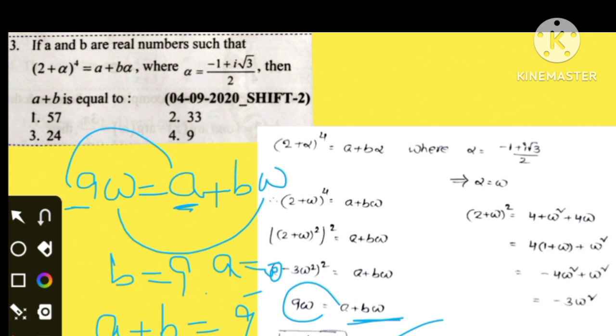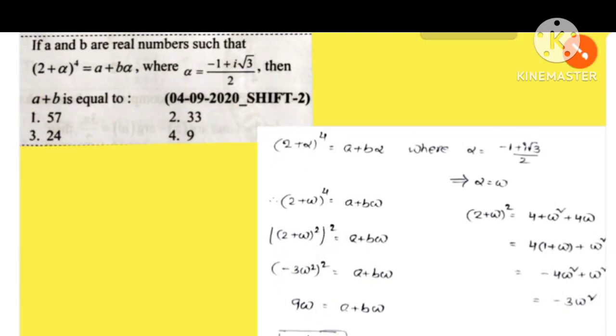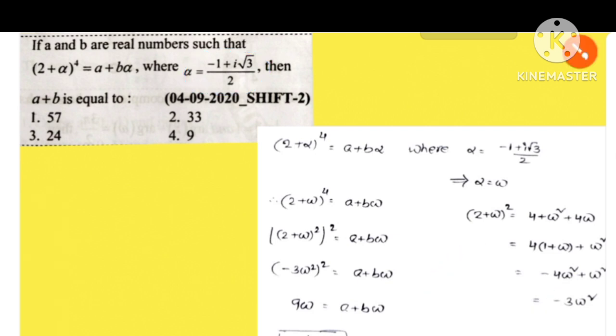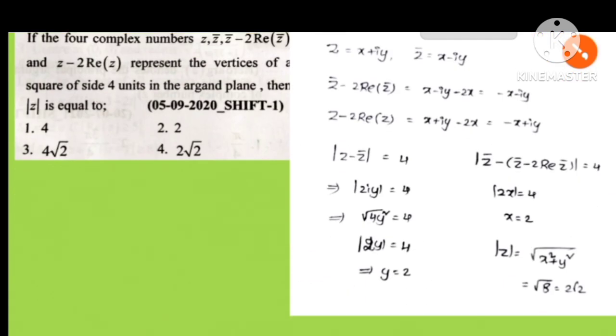But this is a very easy question, very simple question, and we can solve this question within 1 minute or before 1 minute. Very easy. Simply take alpha is equal to omega, replace that value, and directly you will get the answer. That's all. This is the answer. Understand, all of you? Okay, see the next problem.